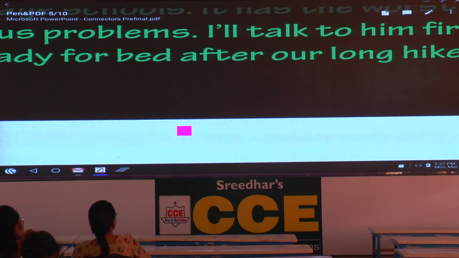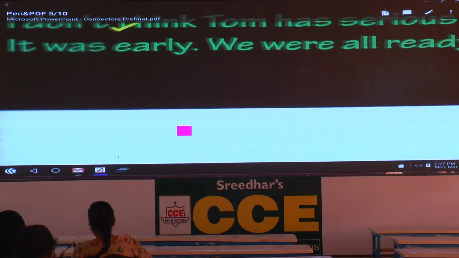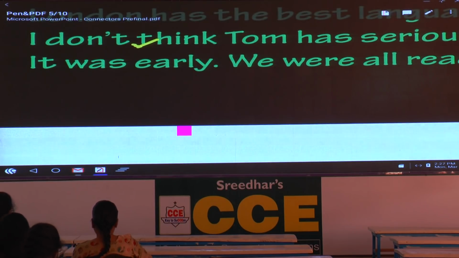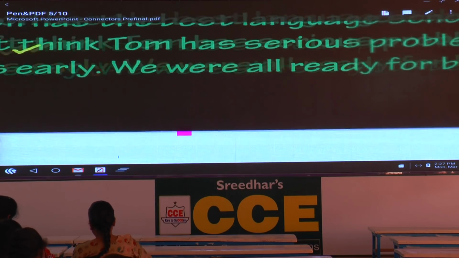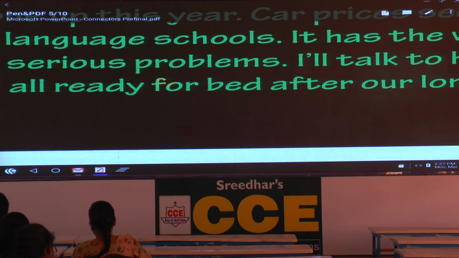This is a bit difficult. I want you to use a new word. Which word will you use? This shows a contrast. Who says yet? That is the right word. Please add yet. So how does it go? It was early, yet we were all ready for bed after our long hike.